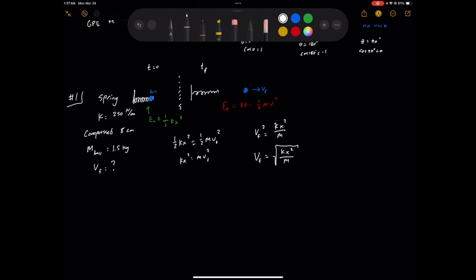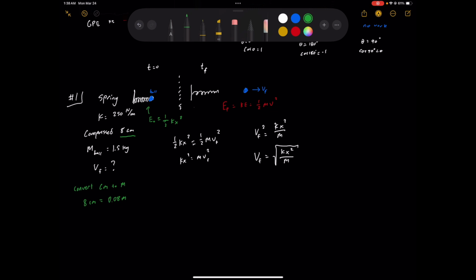Now, something that's very important that I can anticipate, maybe a common mistake. Notice that it's compressed 8 centimeters. So we need to convert the centimeters to meters. Okay, and make sure you don't mess this part up, right? Because look at the spring constant. The spring constant is 250 newtons per meter, not per centimeter. It's per meter. So I have to convert that centimeters into meters, and I know that 8 centimeters is going to equal 0.08 meters, right? There's 100 centimeters in a meter. Centi, the prefix just means 10 to the minus 2. So make sure you are careful with your units.